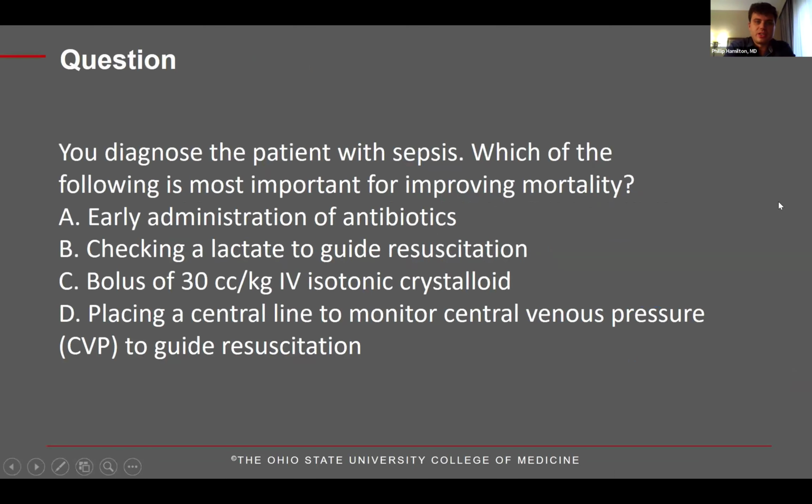Okay, next question. Now that you've diagnosed your patient with sepsis, which of the following is the most important for improving mortality? Is it early administration of antibiotics, checking a lactate as a guide to resuscitation measures, bolusing all patients with 30 cc per kg of IV isotonic crystalloid, or is it placing a central line to monitor central venous pressure?